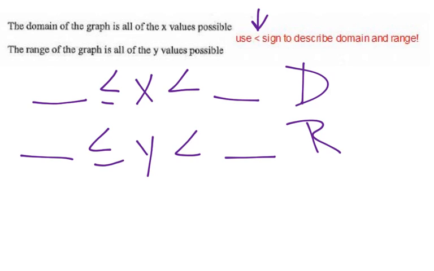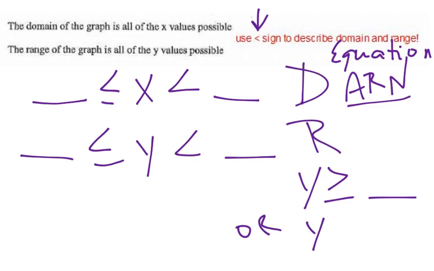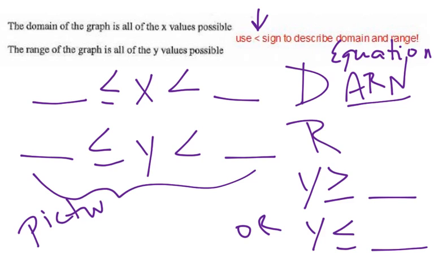Now, if they give you an equation, the domain is going to be all real numbers. If it is an equation, always domain, all real numbers. You're going to have y is greater than or equal to something, or y is less than or equal to something, rather than the whole thing. This right here, where you have the blanks on either side, is when they give you a picture and it stops. They've got points.